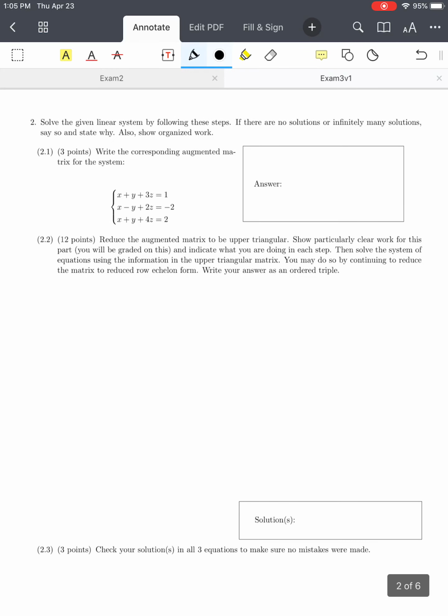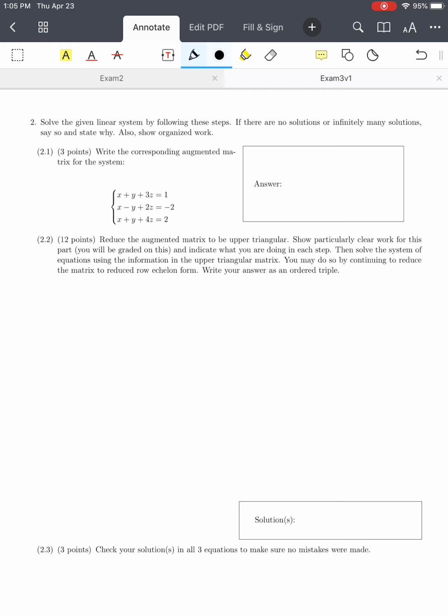Okay, problem 2. Solve the given linear system following these steps. There will be no solutions, infinitely many solutions, and so on. State why, show work. So first off, for 2a, we want to write the augmented matrix for the system.